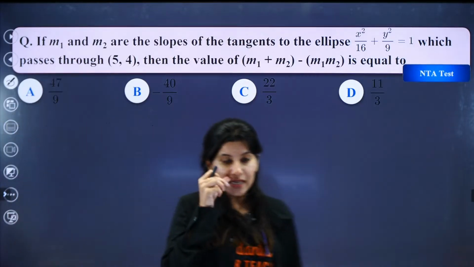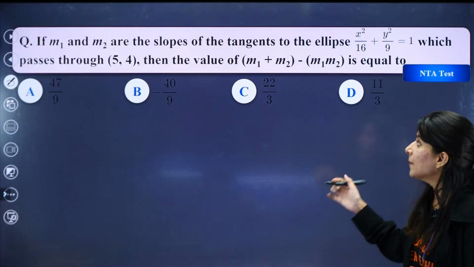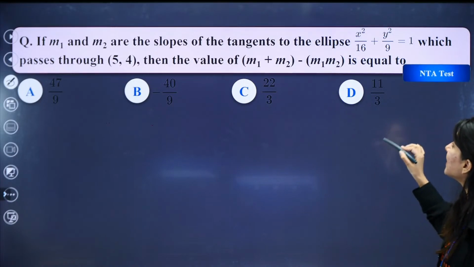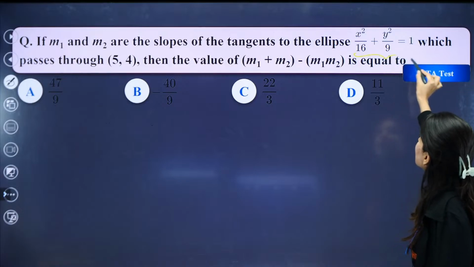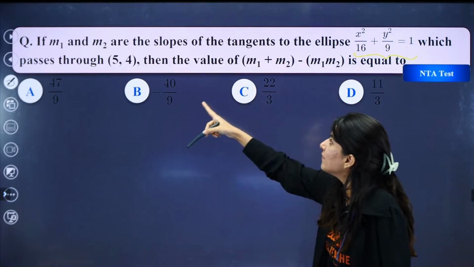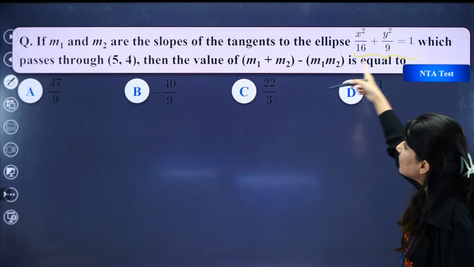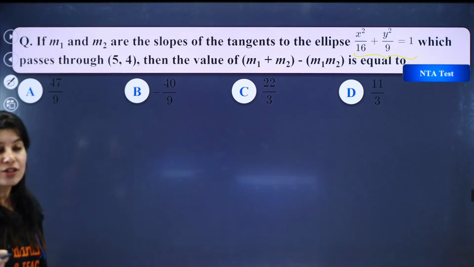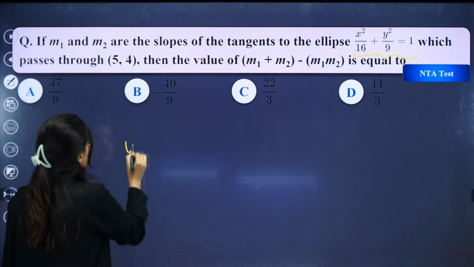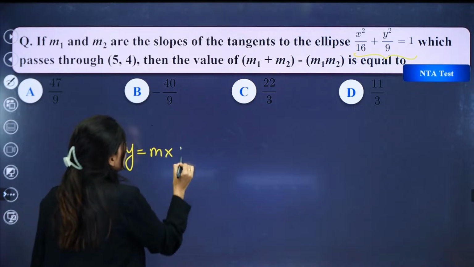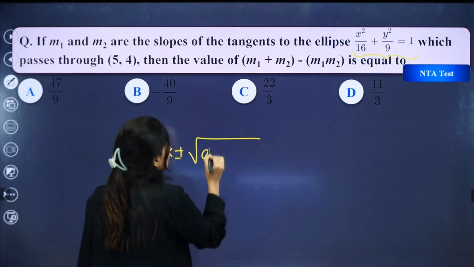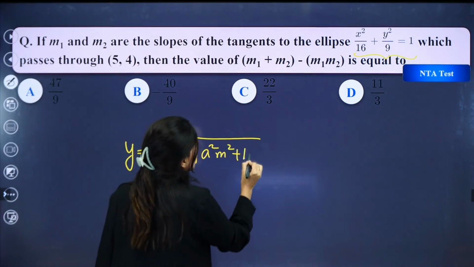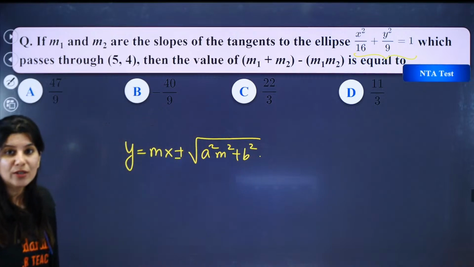Now let us understand this, which is an ellipse. M1 and M2 are the slopes of the tangents to the ellipse which pass through 5, 4. Do you know the equation of a tangent to an ellipse? The equation of a tangent to any ellipse is y is equal to mx plus minus square root of a square m square plus b square.